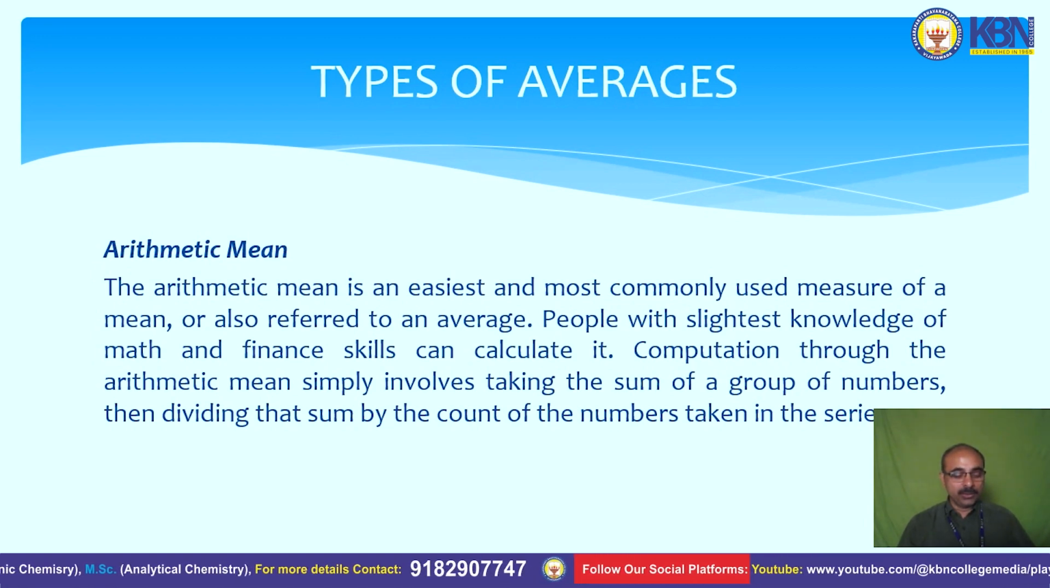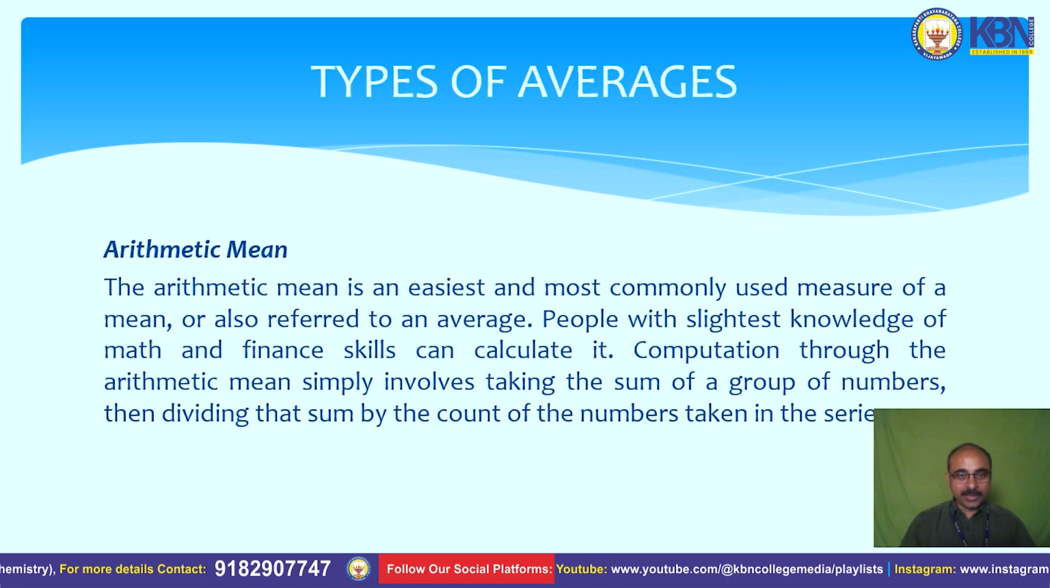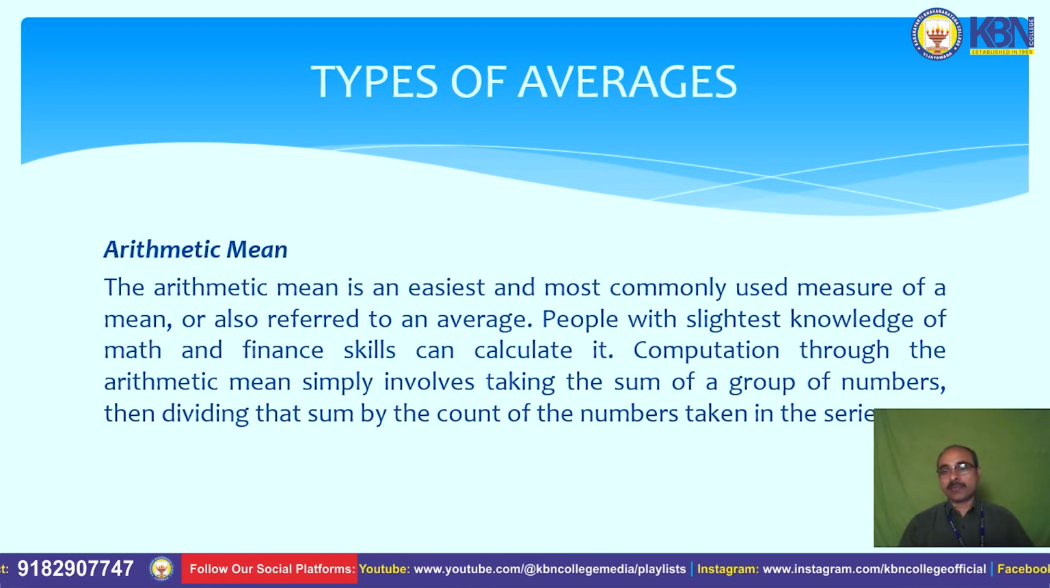Then, coming to the different types of averages. The first one is the mean. In the mean we have three types of averages: one is the arithmetic mean, two is the harmonic mean, and the third one is the geometric mean.